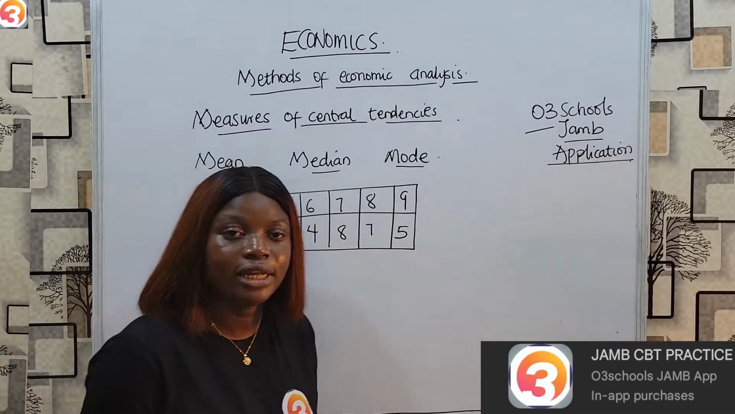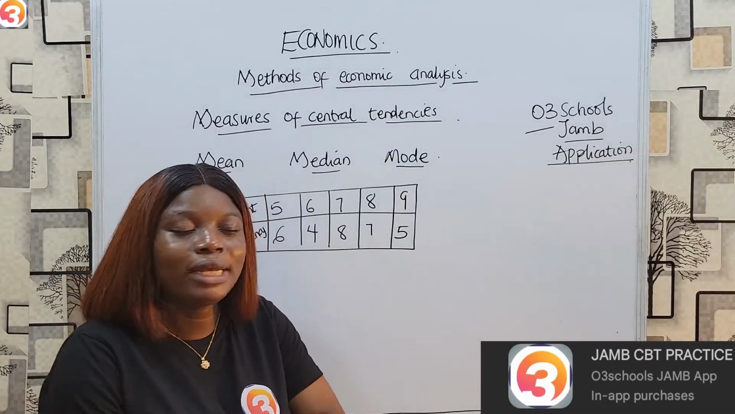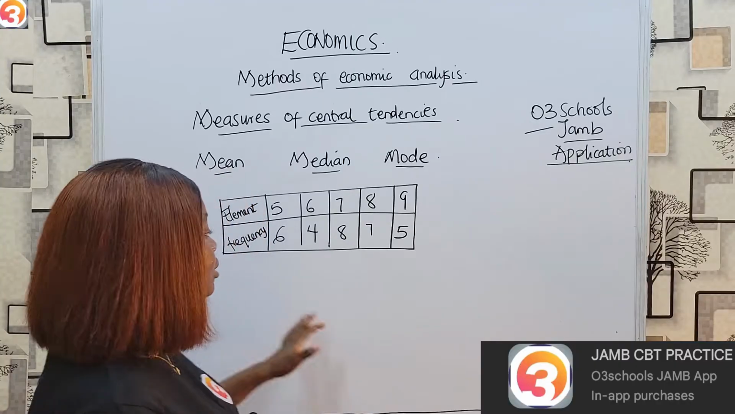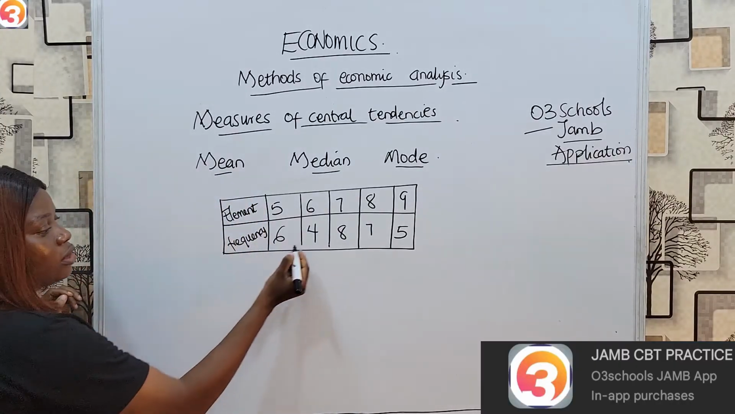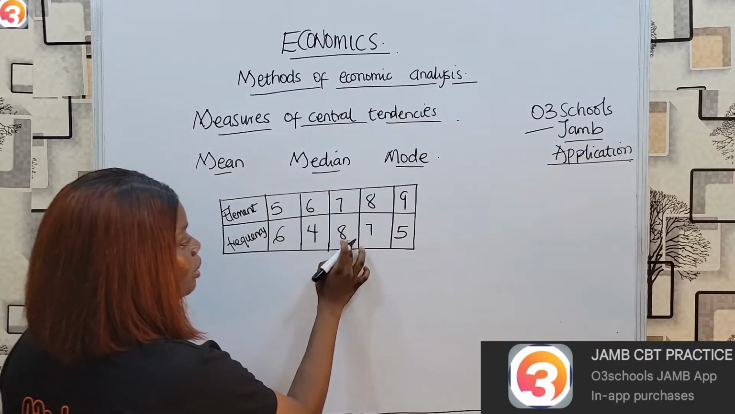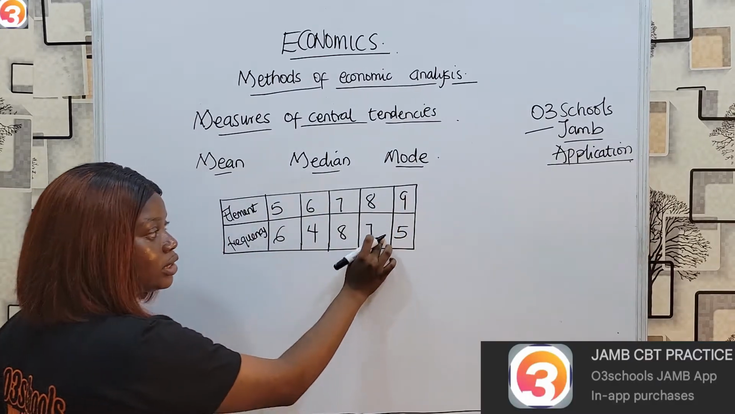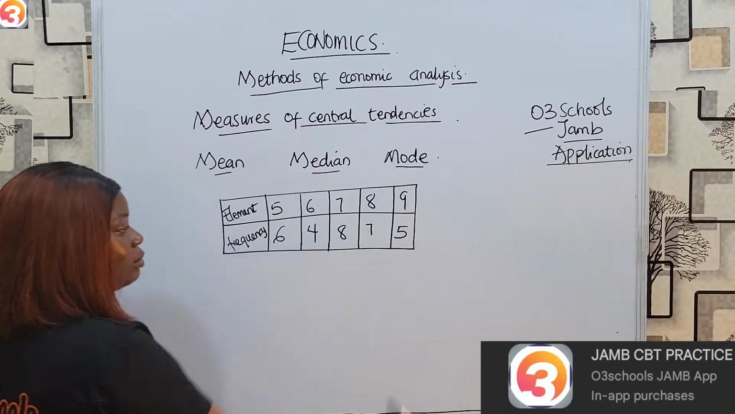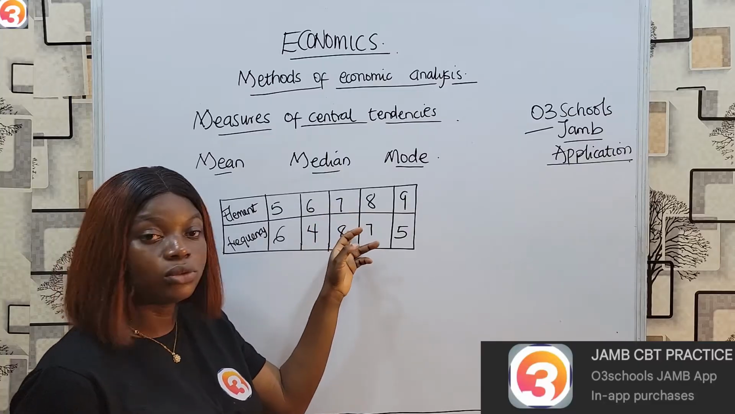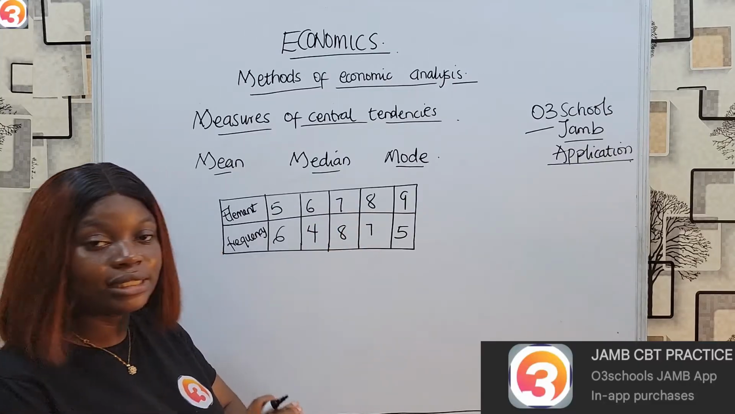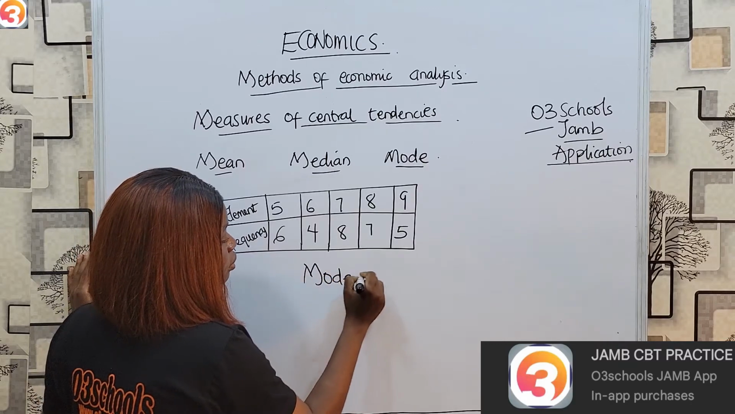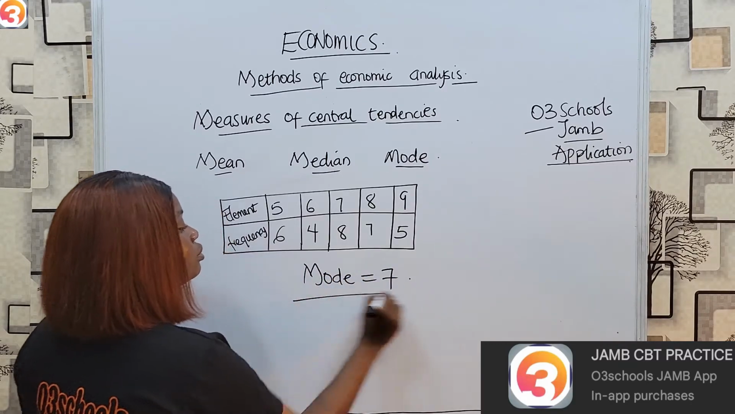I've said earlier that the mode is simply the number that appears most, or the element that appears the most. In this case, looking at the frequency, 5 appears 6 times, 6 appears 4 times, 7 appears 8 times, 8 appears 7 times, and 9 appears 5 times. What number has the highest frequency here? 7, because 7 appears 8 times, and simply 7 is the mode. Mode here is equal to 7.